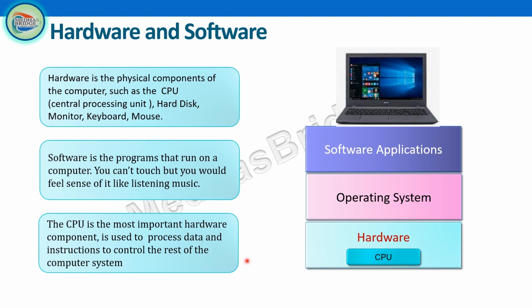One important point we have to understand is that the CPU is a part of the hardware. The CPU is the most important hardware component, used to process the data and instructions to control the rest of the computer system, which we can talk about a little more in upcoming slides. But this is an important point, you have to note it down: the CPU and its role in the hardware systems.